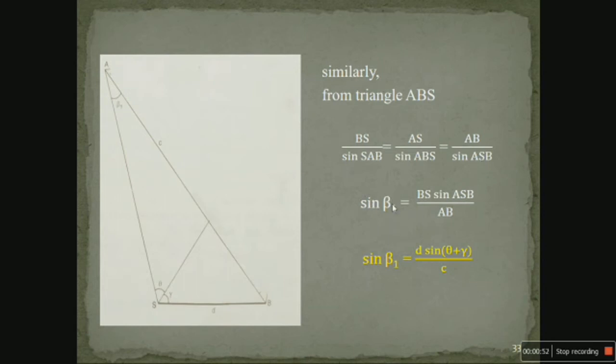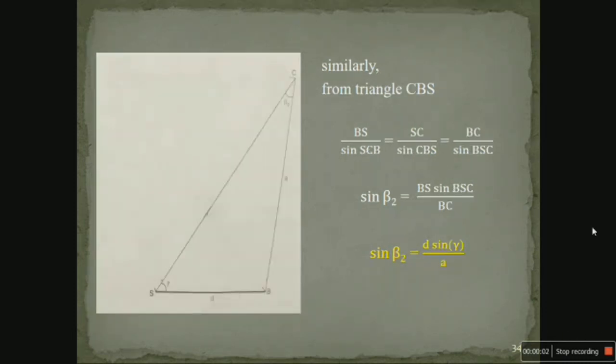So sine of beta 1 is equal to sine of SAB, that is equal to BS into sine of ASB divided by AB. Putting in all the values, sine beta 1 is equal to BS, which is small d, times sine of ASB. ASB is a combination of theta and gamma here. So sine of theta plus gamma divided by small c, that is AB.